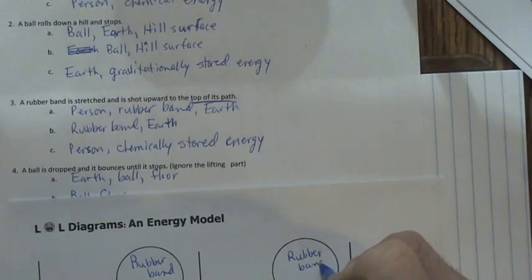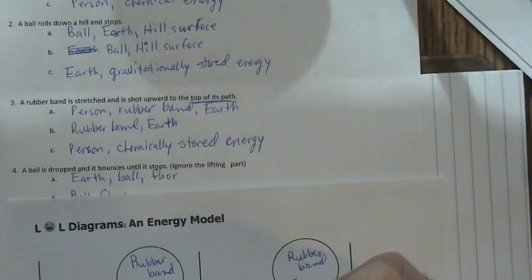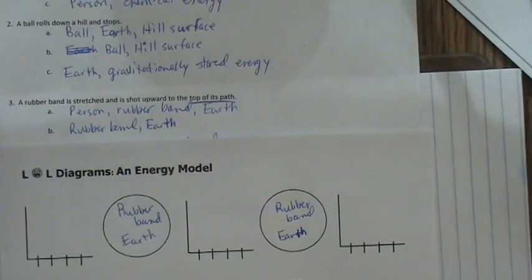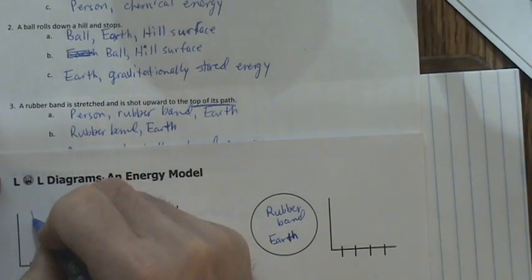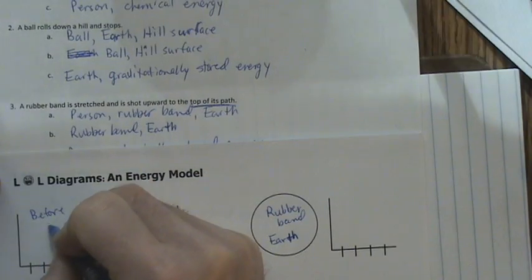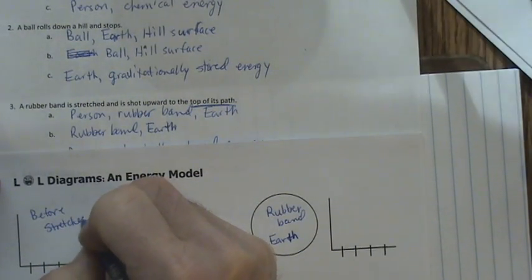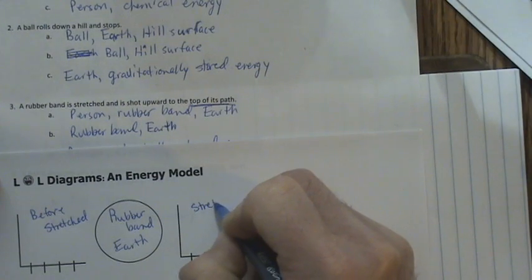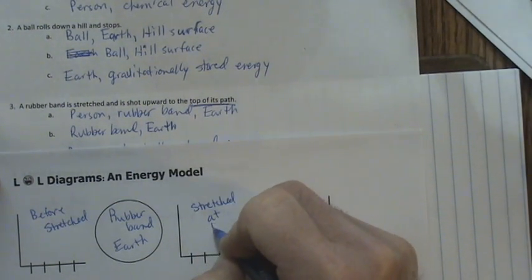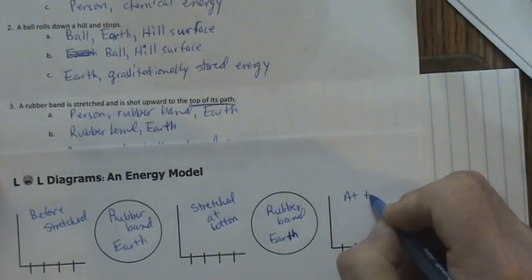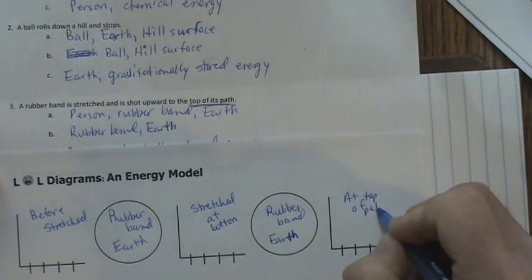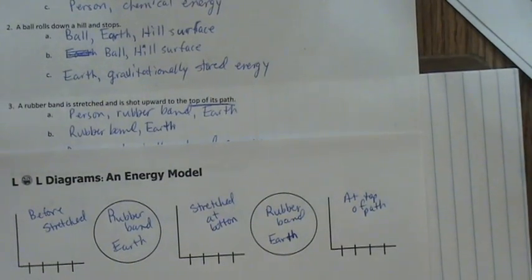We need to decide which parts or sections of these interactions we are going to be looking at in terms of what's going on. So for this, let's look at the rubber band. Let's look at it before it's stretched, and while it's stretched at the bottom of its path. It's all stretched out, ready to be shot up. And then let's look at the top of the path. So these are the 3 areas. I may not have left enough room for my bars here. We'll see when we get there.